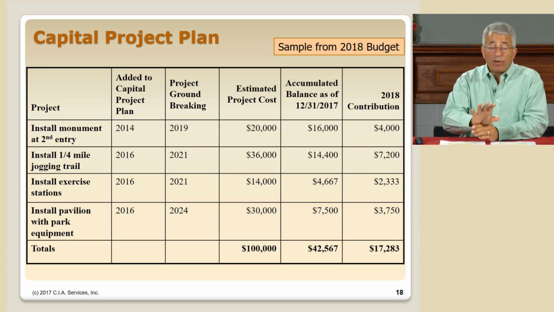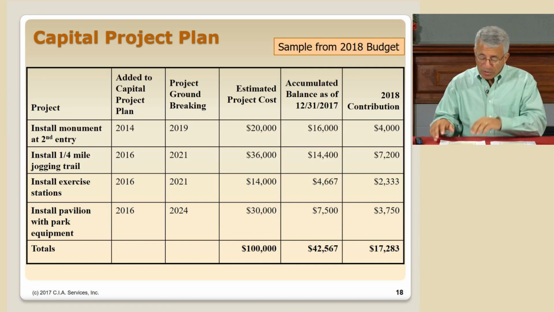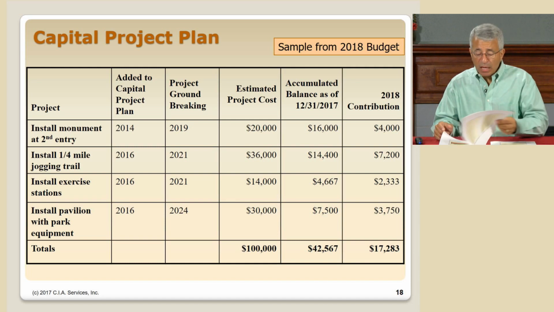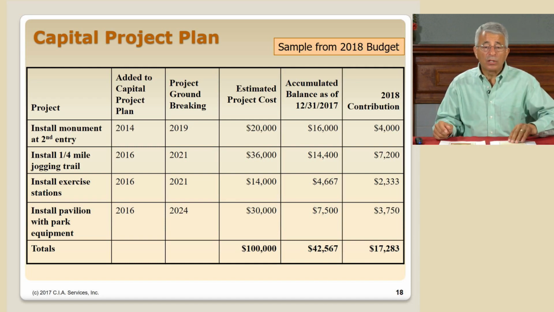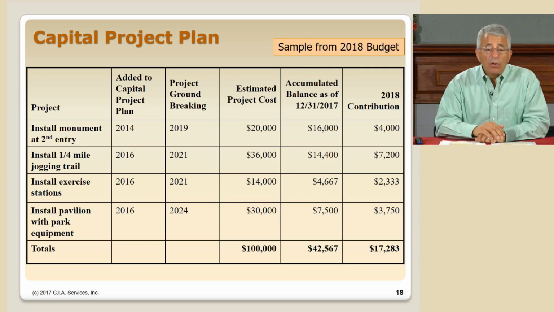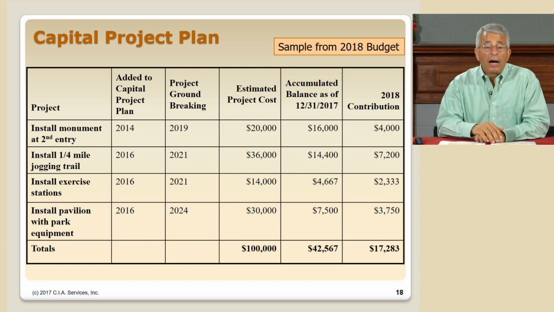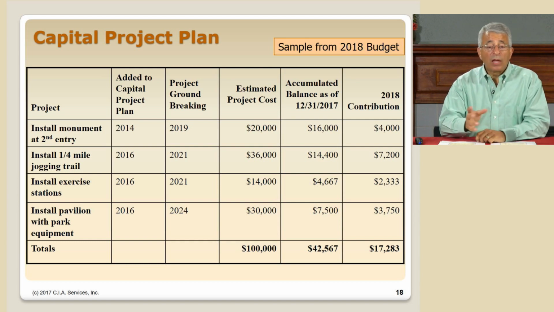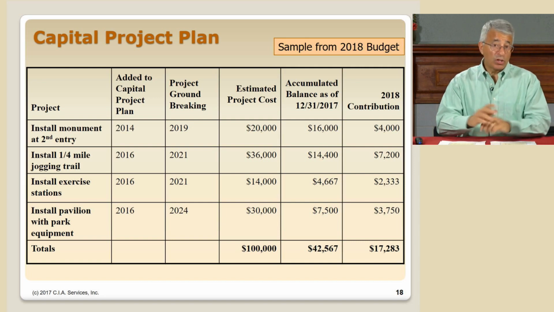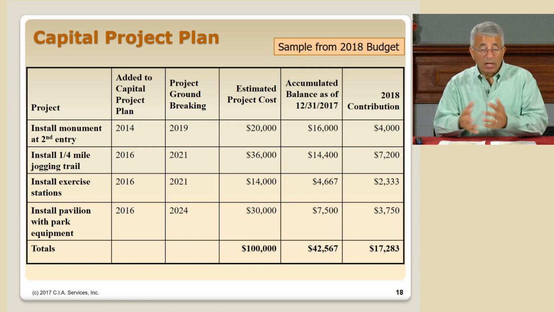Remember, we only need a capital fund if we want to do things that are new. So in this particular example, this community has decided that they would like to install a second monument at the back entry. They also want to put in a really short, quarter-mile jogging trail at the park that they already have. When they get a little more money, they would also like to put some exercise stations around the jogging trail. And then finally, they want to put a shade cover, a little pavilion with places where people can sit down and rest, have lunch, and things of that sort.